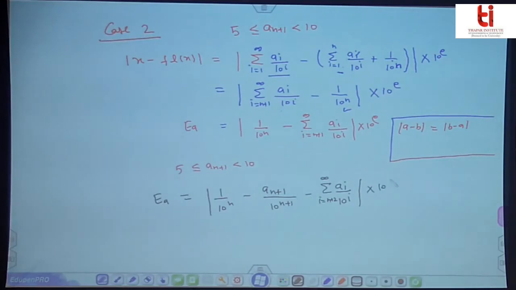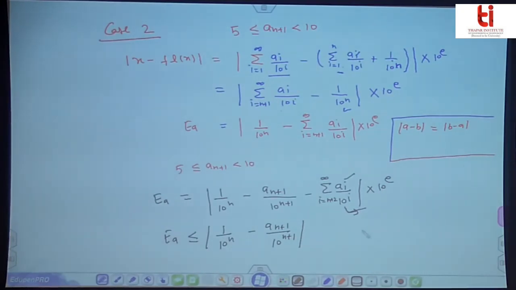Okay, 10 raised to power e. If we ignore all these terms, which are positive, ai all like you are having here, 1 upon 10 raised to power n minus a n plus 1 upon 10 raised to power n plus 1 minus, if we ignore all these terms, so what we are getting is e of a is less than equal to 1 upon 10 raised to power n minus a n plus 1 upon 10 raised to power n plus 1, because we are interested in the upper bound of the error bound. So if we ignore these terms, we will get this condition. Okay, so absolute error is less than equal to this number.